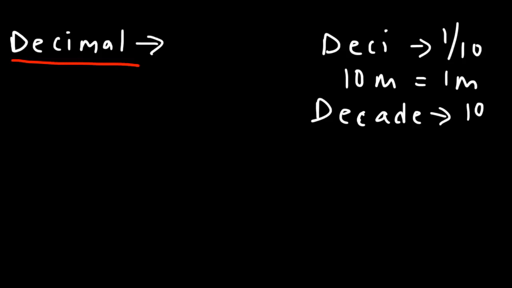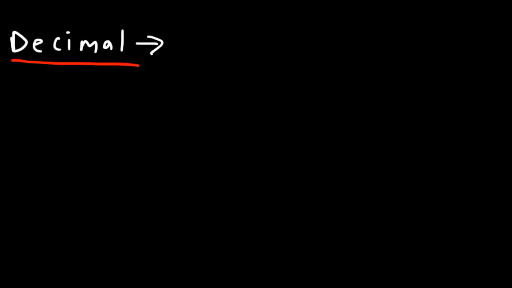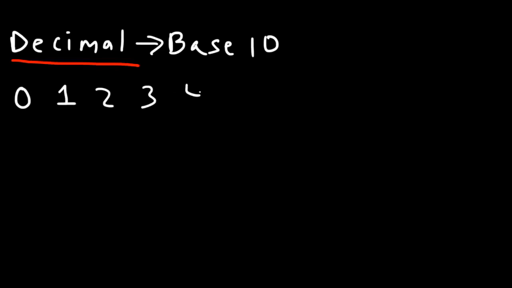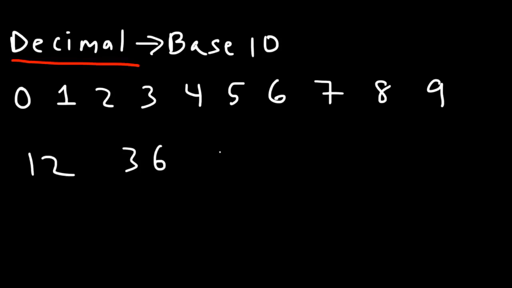And in fact, the decimal number system is a base 10 system. And so what this means is that there's 10 different numbers in the decimal system: 0, 1, 2, 3, 4, 5, 6, 7, 8, and 9. So that's a total of 10 numbers. Now, this system is used for everyday counting. For example, 12 or 36 or 468. We use the decimal system to represent numbers, and it works pretty well.